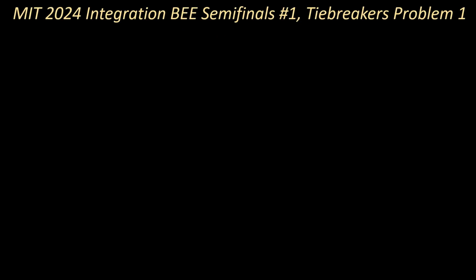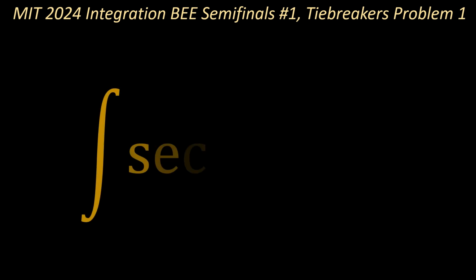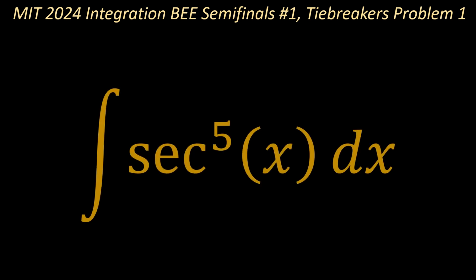It's been enough. So on to the tiebreakers of semifinals number 1. So problem number 1 of that tiebreaker series, MIT 2024 Integration Bee Semifinals number 1, is the indefinite integral of secant x to the power 5. So how would we solve this problem? Secant to the power 5 of x.